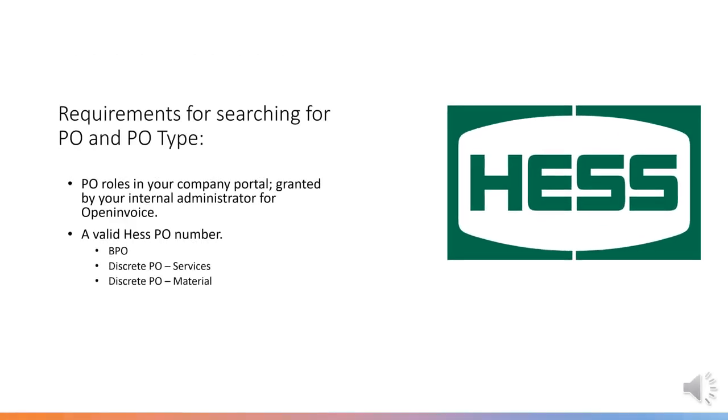Requirements for searching for PO and PO type. You will need PO roles in your company portal, granted by your internal administrator for Open Invoice. A valid Hess PO number as one of the following: a BPO blanket purchase order, a discrete PO as services, or a discrete PO as material.